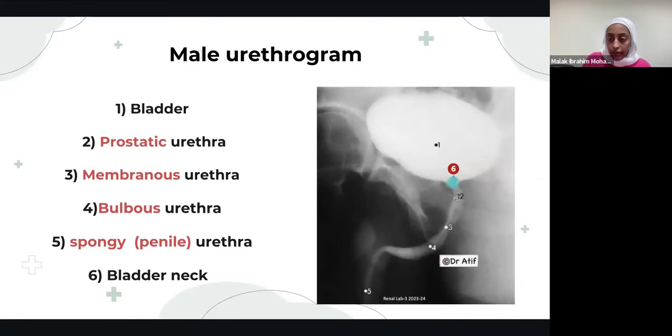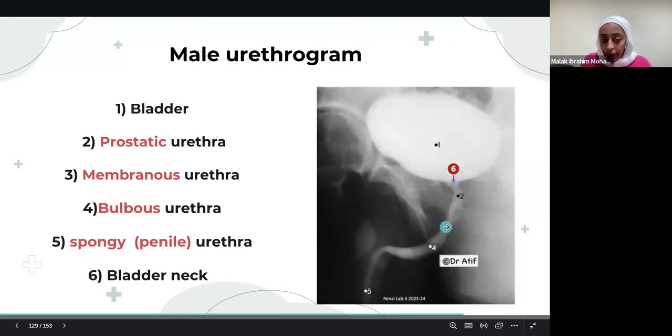And then here, number 2 is going to be the prostatic urethra. And the narrowest part is going to be the membranous urethra. If they ask you a question, most probably they're going to point to number 3 and ask what this part is and what its clinical significance is, because they always love asking about the clinical significance, not just "give me this, give me that." So the third part here is the membranous urethra.